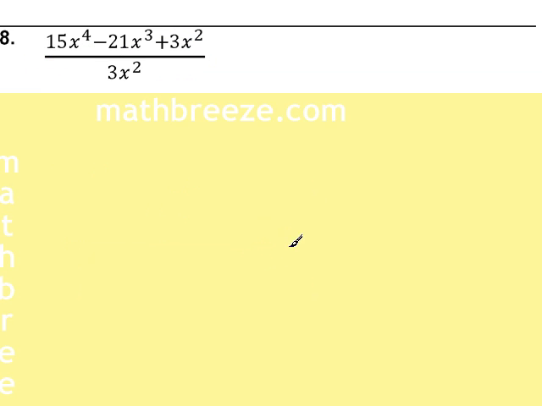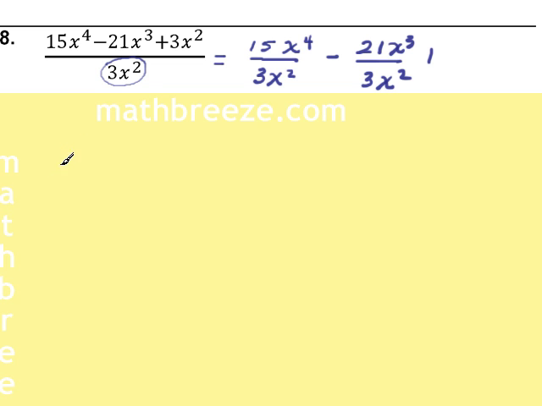All right, and now we have a division. We're dividing by one term. In the denominator, we have only one term, so we're just going to divide term by term. We won't always write it out like I am doing here, but just for the first example, just to be very clear, we're dividing 15x to the 4th by 3x squared, and then minus 21x cubed by 3x squared. And then we're dividing 3x squared by 3x squared.